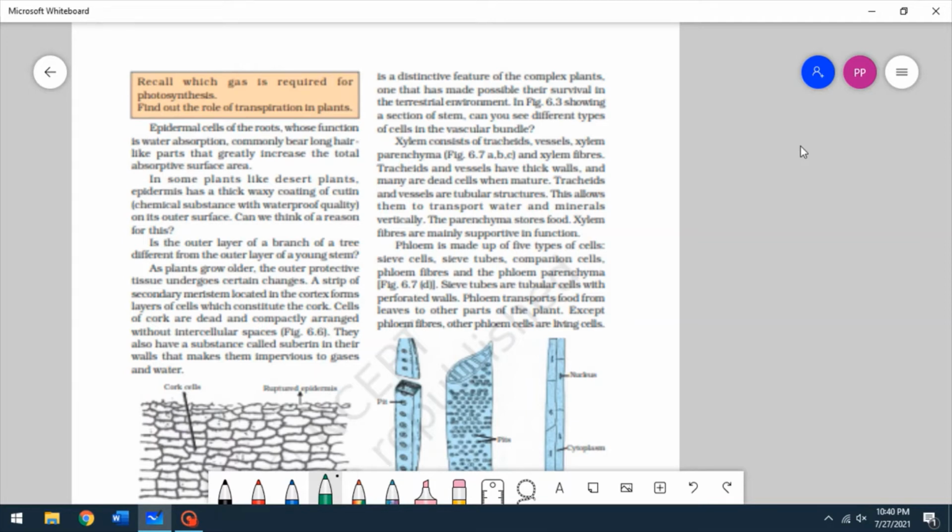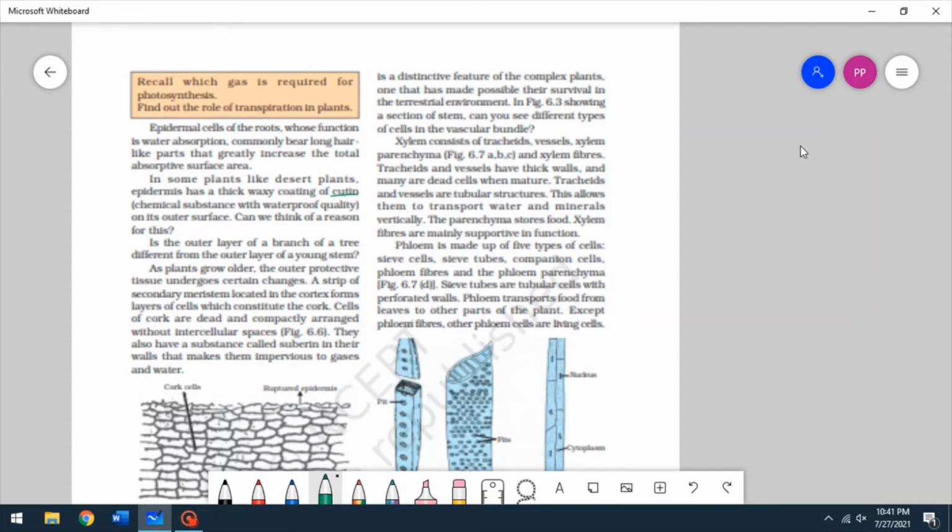So the epidermal cells of roots, whose function is water absorption, commonly bear long hair-like parts that generally increase the total absorptive surface area. So that increases the efficiency of absorption. In some plants like desert plants, epidermis has a thick waxy coating of cutin. That's a chemical substance with waterproof quality. That's what we see on the leaves of lotuses. That's what we see on cacti.